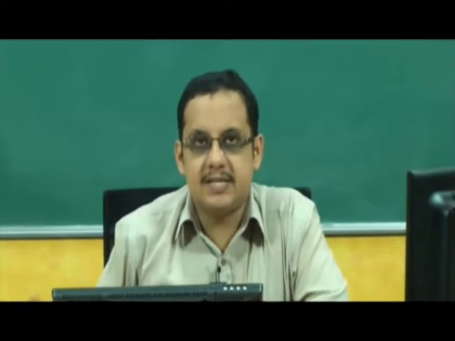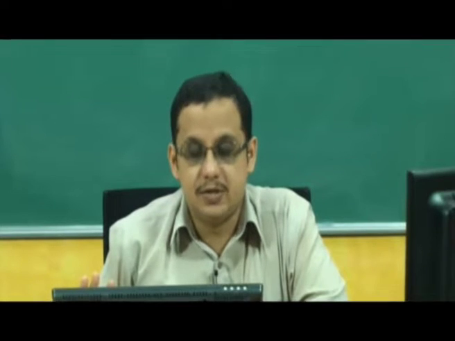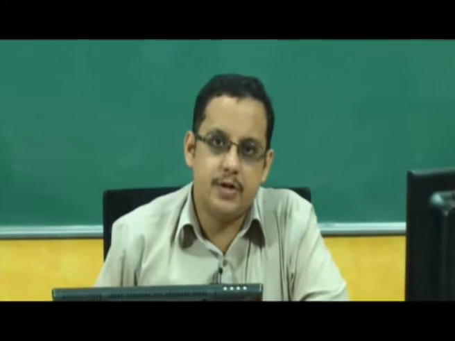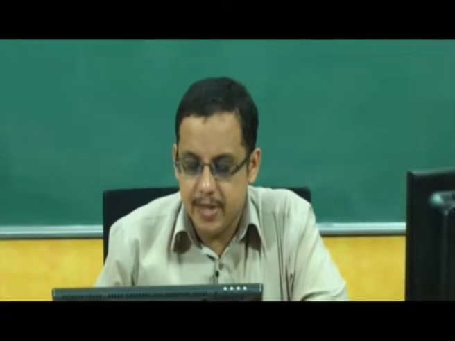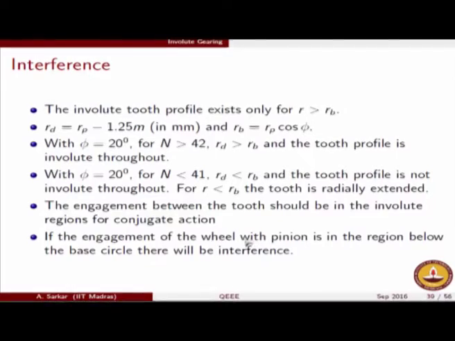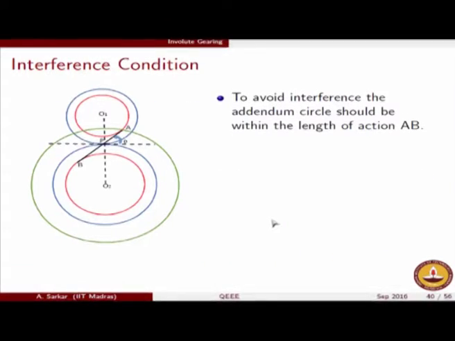What it simply means is that there is an alarm bell that the tooth profile is not an involute, and there is a chance that engagement might take place in the portion of the tooth which is not an involute. What exactly that condition is, we will come to it in a moment. The engagement between the teeth should be in the involute region for conjugate action, and if the number of teeth falls below 41 for a pressure angle of 20 degrees, it is possible that engagement is not in the involute region, and then there will be a chance of interference, which is what we will study.